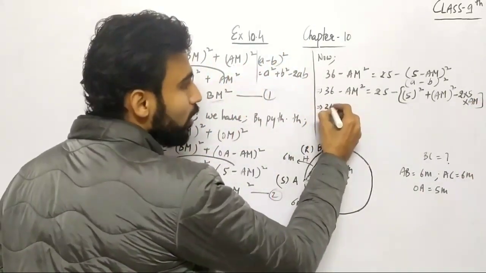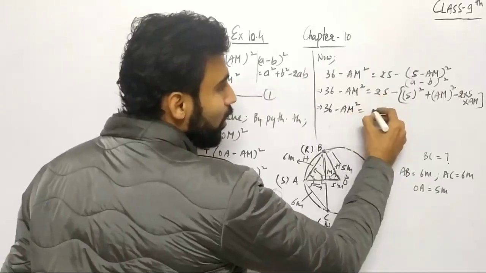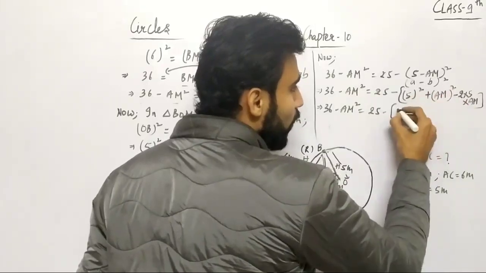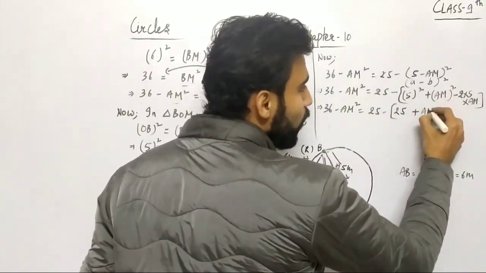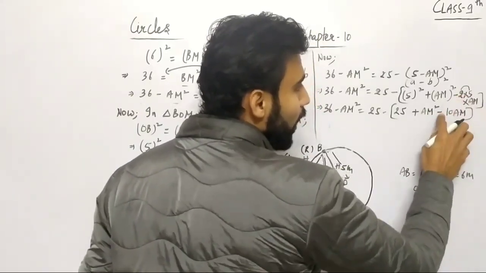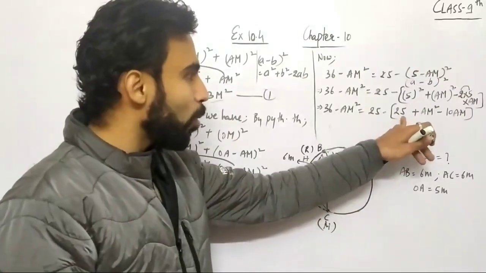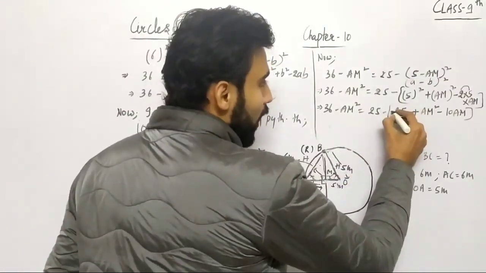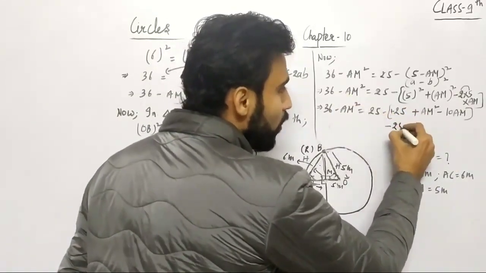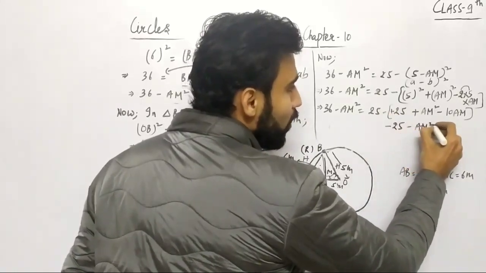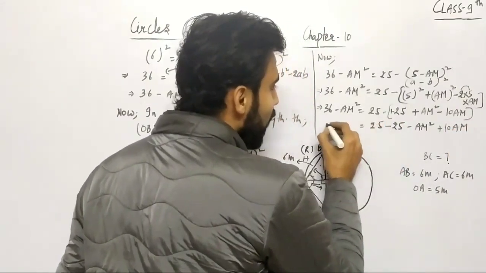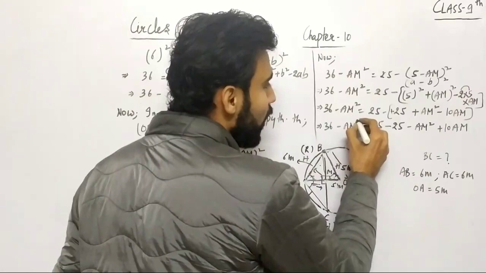Now further let me just solve this. So 36 minus AM square as it is. Now 25 minus, now let me just open the square here first. So what is the square of 5, 5 into 5, 25, plus AM square. Now 2 into 5 that is 10, 10 into AM, that is 10 AM with a negative sign. Bracket close. Now here I will open the bracket, so the sign of the inner terms will change: minus plus becomes minus, then minus plus again minus, then minus minus will be plus, right? So 25 as it is, and the left hand side will also be as it is.